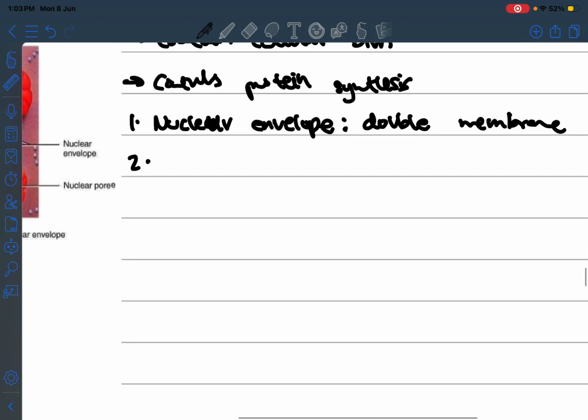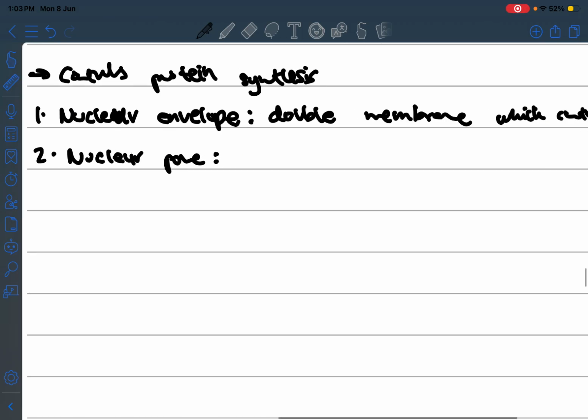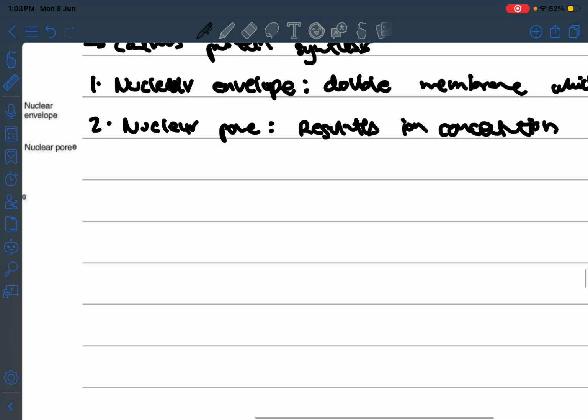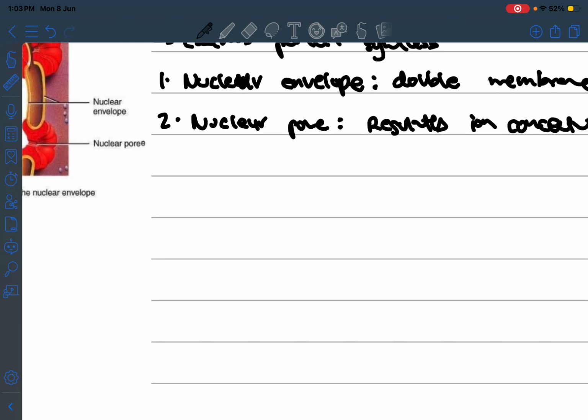Then we have something which we call the nuclear pore. And the nuclear pore regulates ion concentrations, and it allows for the movement of ions and things like that into the nuclear area.